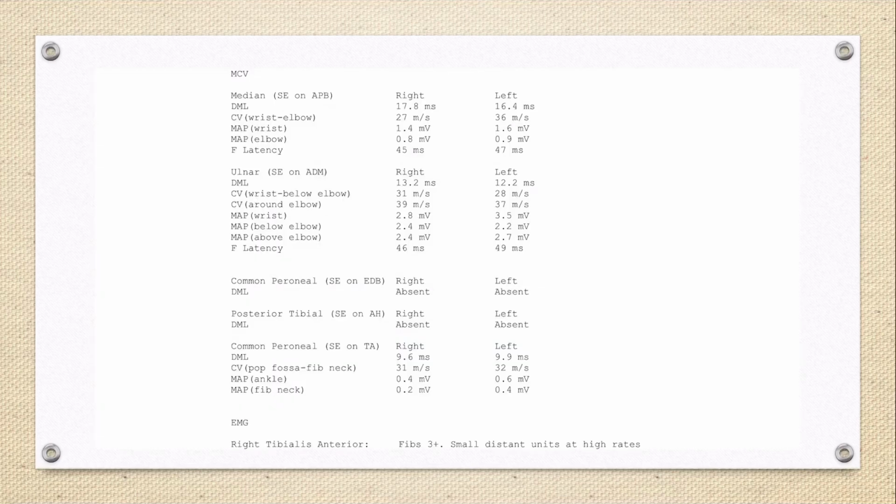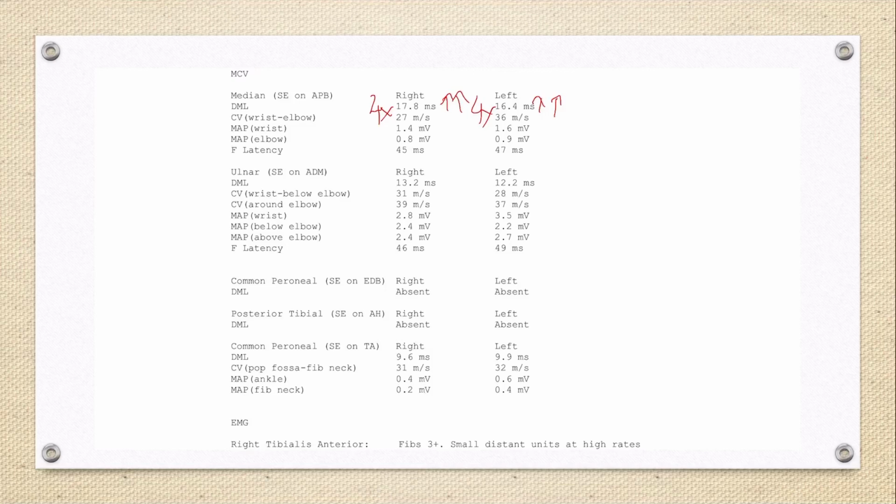For the motor conductions, wow, these are really increased. These distal latencies are massively increased bilaterally. If we were talking about a distal latency of about 4.5 milliseconds, this is about 4 times, on both sides, right? 4 times what you would expect it to be.